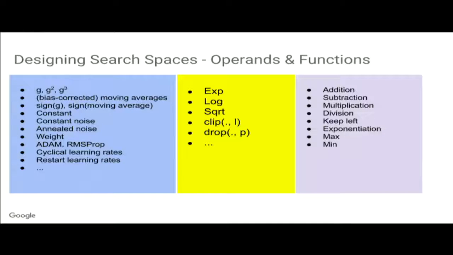And so we took inspiration from a lot of the other famous optimizers for what different things we wanted to allow it to select. For the various operands we predict, in the beginning we predict two different ones, and we allow it to predict things like the gradient squared, the gradient cubed, a bias-corrected moving average of the various gradients, the sign of the gradient, and the sign of the moving average of the gradient. We could give it a constant. We also give it noise, like an annealed noise. We give it information about the weight. We also give it as input other famous optimizers such as Adam and RMSProp, and we also give it access to where in the training epoch it is, so it could learn things like cyclical learning rates. And then for the various functions that get applied to each of these, we allow it to do an exponentiation, a log, a square root, clipping, or dropping out some value. And then for the operations that combine the two together, we allow it to do things like addition, subtraction, division, max, min, and things like this.